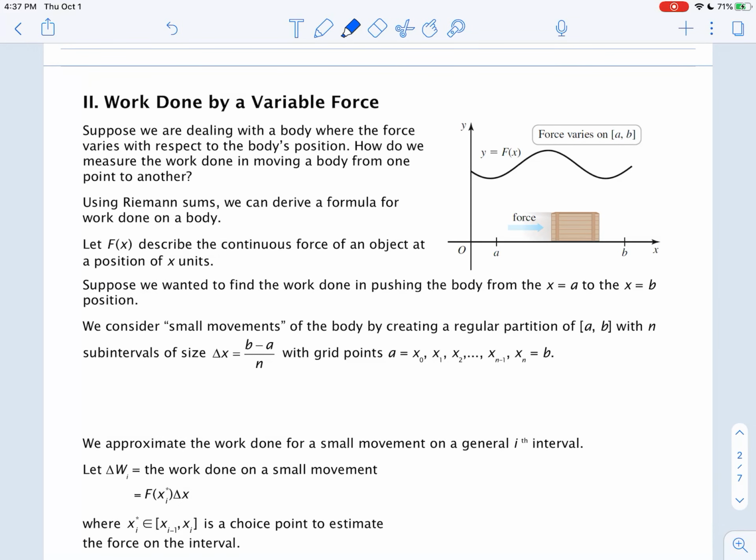Okay, so what happens if we've got a variable force? In other words, force is not constant the entire time that we are pushing an object or pulling an object. So suppose that we are dealing with a variable force with respect to the body's position. How do we measure that work done in moving the body from one point to the other? Well, we can introduce our Riemann sum.